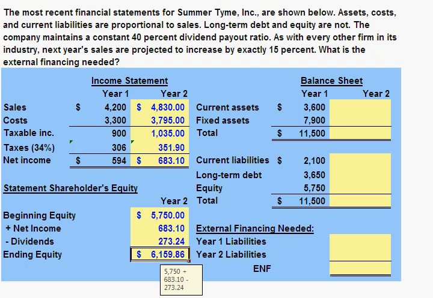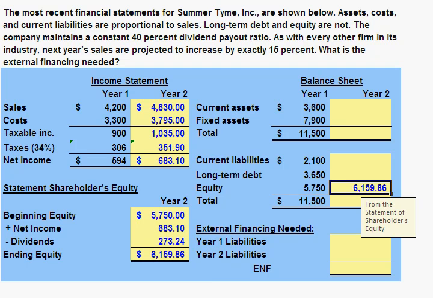Ending equity, then, is beginning equity of $5,750 plus net income of $683.10 minus the $273.24 in dividends. Our ending equity of $6,159.86 gets carried over to the year 2 balance sheet.